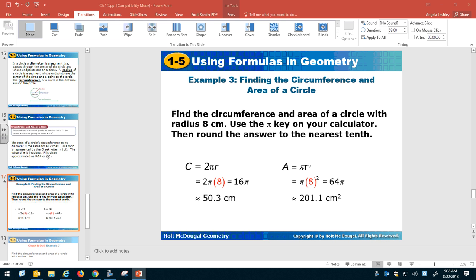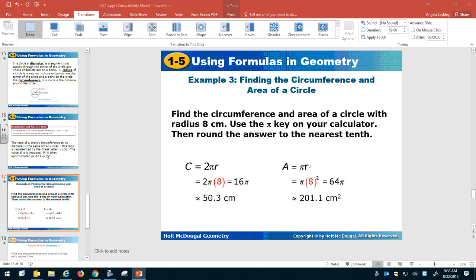So start with your formula. What formula do you want to use for circumference? 2 pi r. What's going to go in for r? 8. And then we're going to simplify that as much as we can without a calculator. So what could I simplify here? 2 times 8. What is 2 times 8? So we'll write our answer as 16 pi. What will our units be? Centimeters.